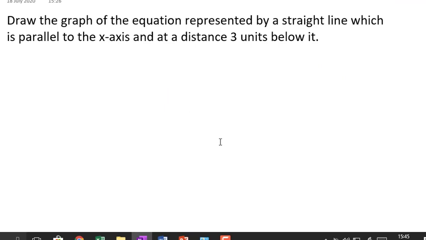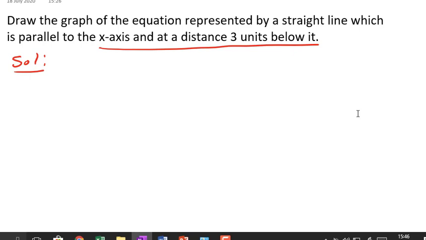Now the second question is: draw the graph of the equation represented by a straight line which is parallel to the x-axis and at a distance of 3 units below it. So the question is only to draw the graph. We know that a line parallel to the x-axis is of the form y equal to b, and here the value of b is -3, because we have to draw a line parallel to the x-axis and 3 units below it.